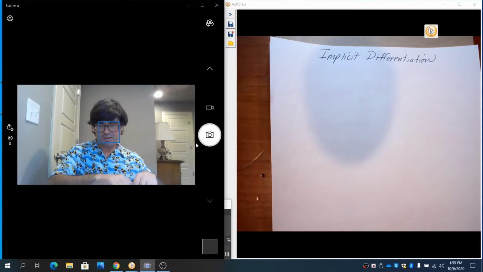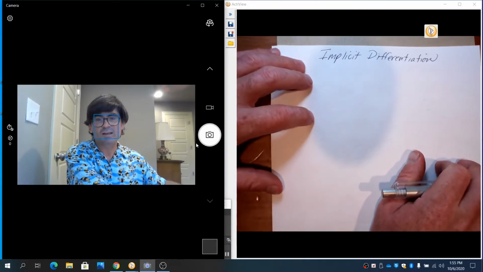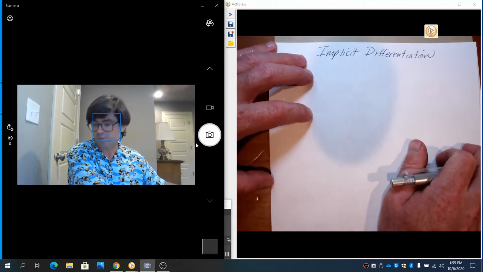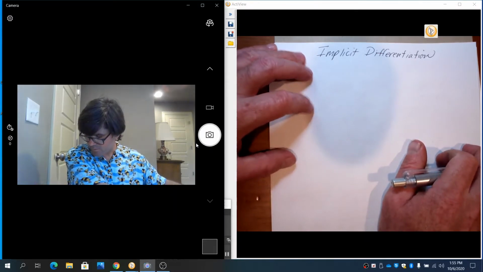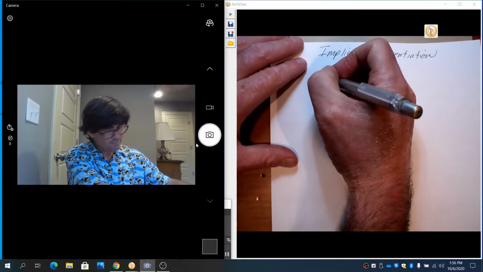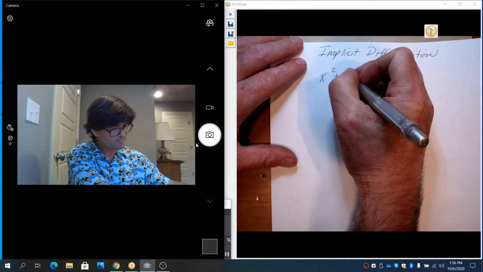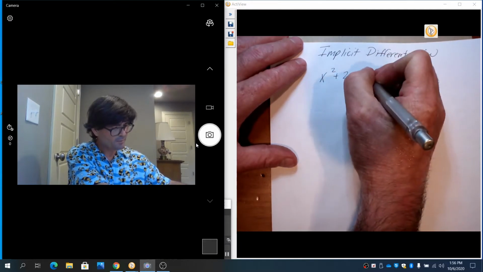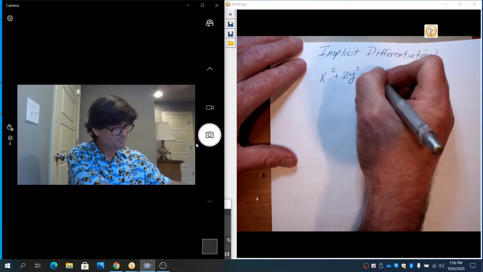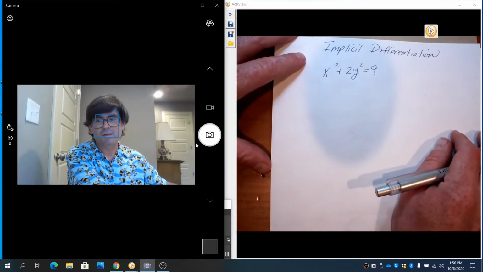Let's start with an example. I'll just show you what an easy example might look like, and we'll work through it, and then we'll do a number of other examples. I'm going to just start with x squared plus 2y squared equals 9.